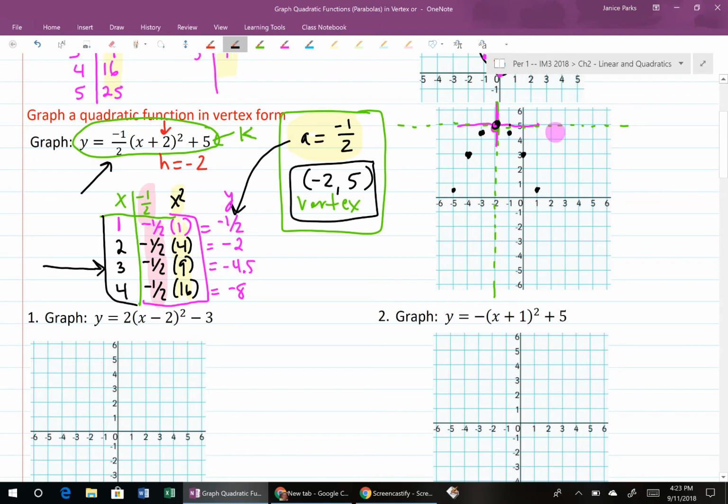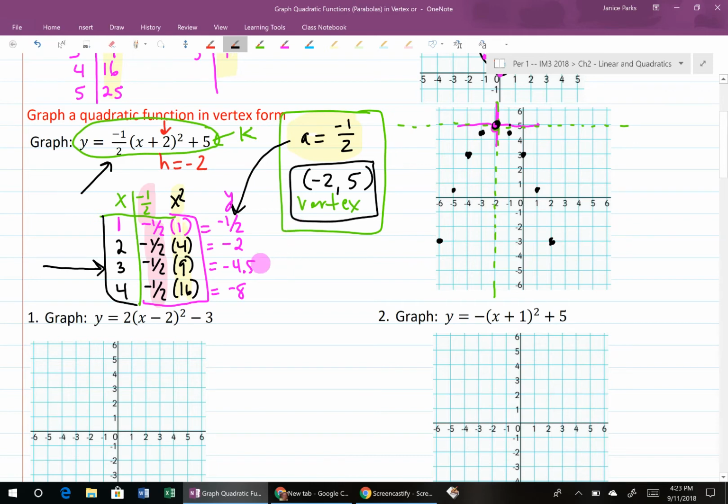4 squared is 16. You always square it, and then you multiply it by a. So half of 16 is 8. So I'm going down 8 from this point. 1, 2, 3, 4, 5, 6, 7, 8. And that would be here on this side.